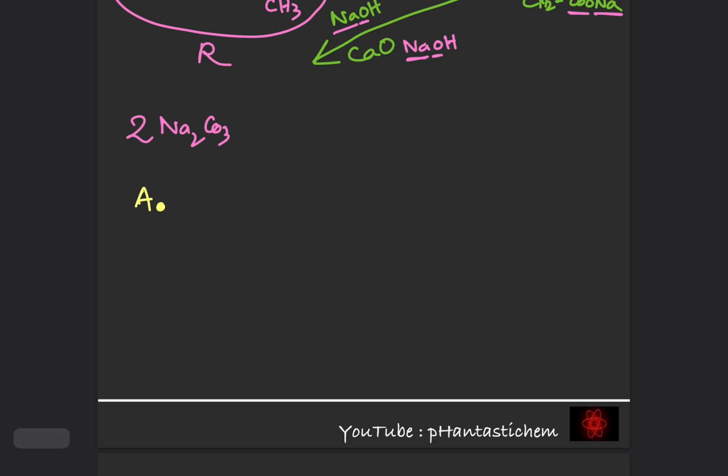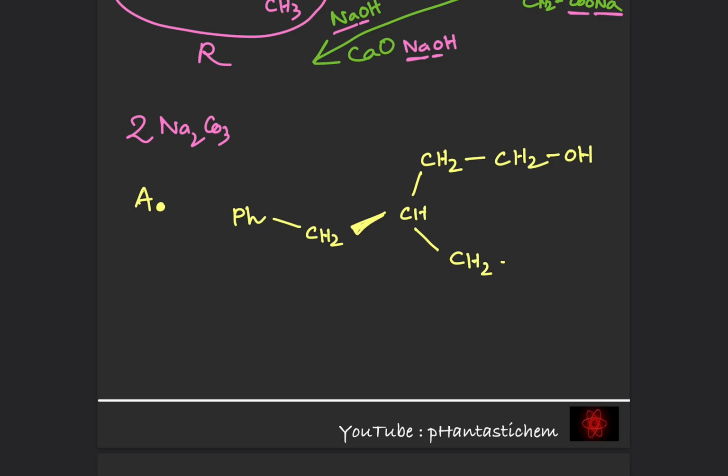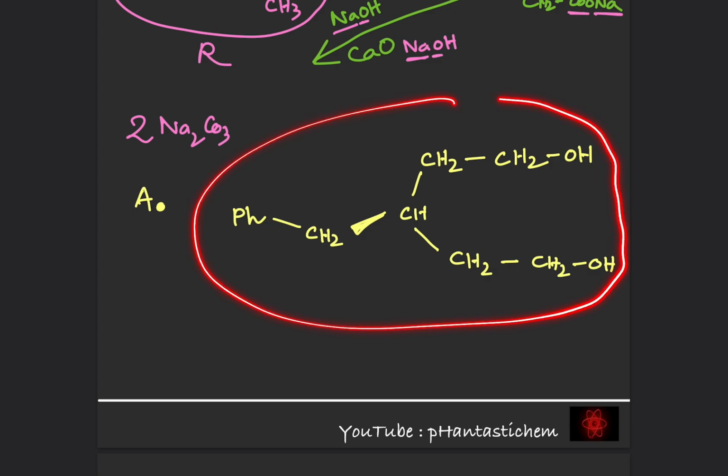Let us look at P. P is Ph-CH2-CH(CH2CH2OH)-CH2CH2OH, right? So for a compound to be optically active, there should be a minimum of 1 chiral carbon in the molecule. In this compound there is no chiral carbon.